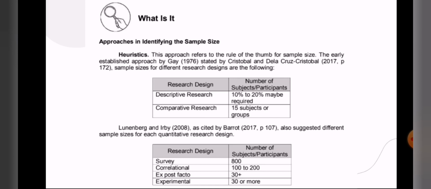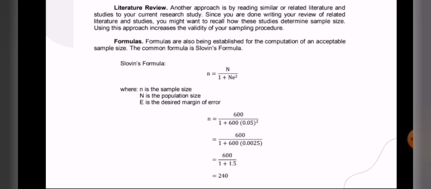Kagaya na banggit natin kanina, we have different types of research design. If it's descriptive, it's 10 to 20% may be required. If it's comparative research, 15 subjects or groups. If you have a research survey, number of participants could be 800, correlational 100 to 200, ex post facto 30 plus, or experimental 30 or more. So bottom line, there is an original way on how you would be able to determine the sample size.